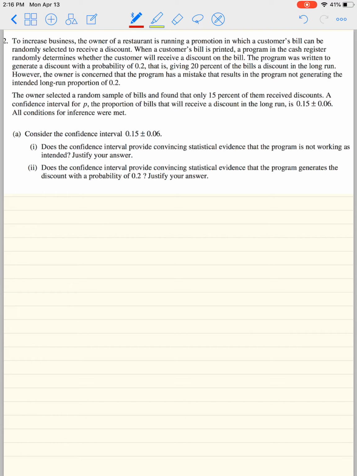However, the owner is concerned that the program has a mistake that results in the program not generating the intended long run proportion of 0.2. So the owner selected a random sample of bills and found that only 15% of them received the discount. So a confidence interval for P, the proportion of bills that will receive a discount in the long run, gave 0.15 plus or minus 0.06. This is called our margin of error. All the conditions were met and everything is great.